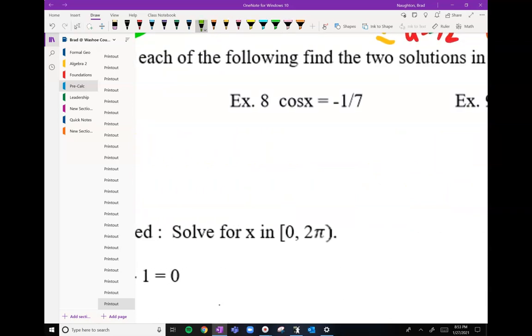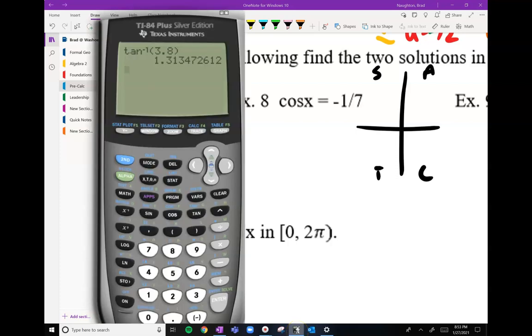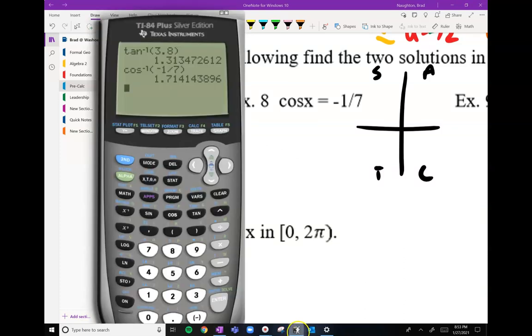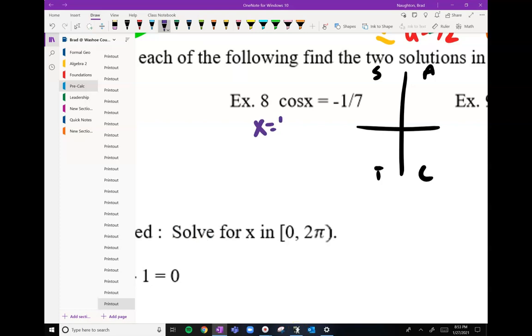Alrighty, so let's throw this one in the calculator here, knowing that we're going to have to use all students take calculus. So second cosine, and then we're going to do -1 divided by 7. Alrighty, so -1 divided by 7. So we're going to notice that x is 1.714.